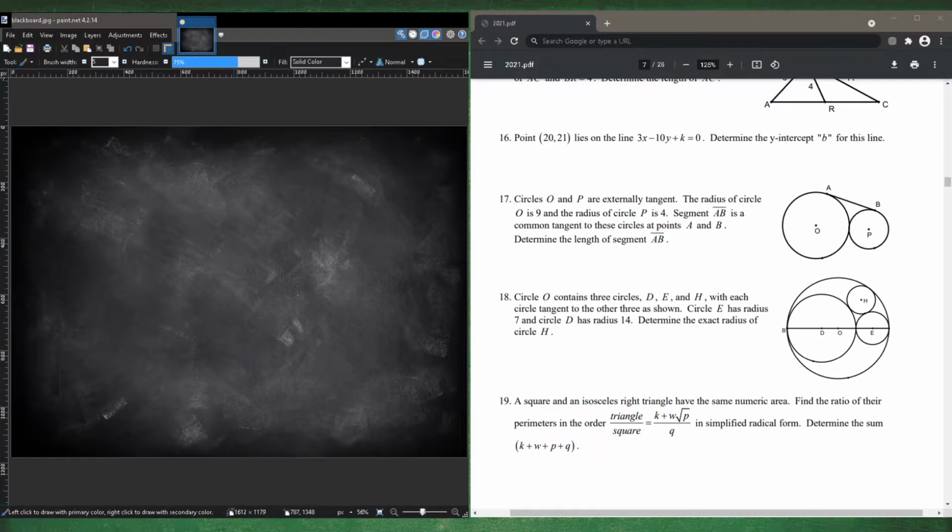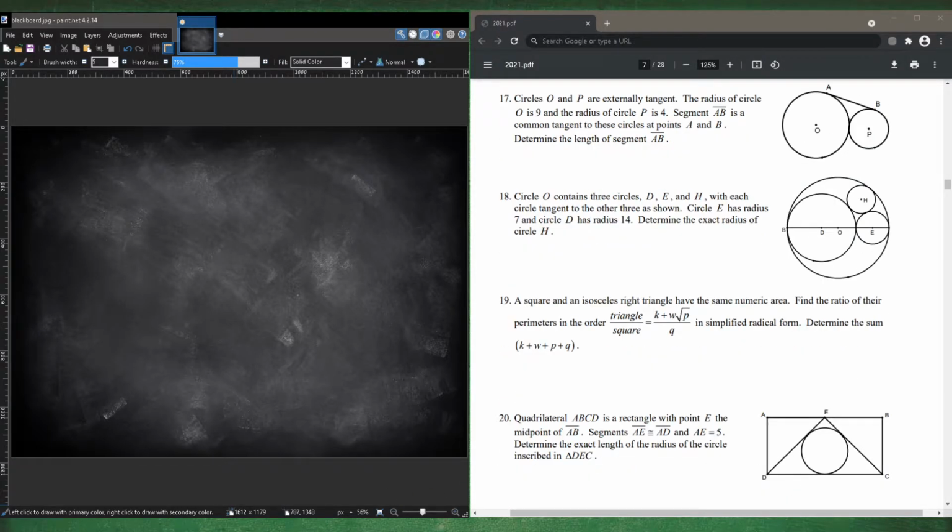Okay, so let's go to question 18. Circle O contains 3 circles, D, E, H, with each circle tangent to the other 3 as shown. Circle E has radius 7 and circle D has radius 14. Determine the exact radius of circle H.